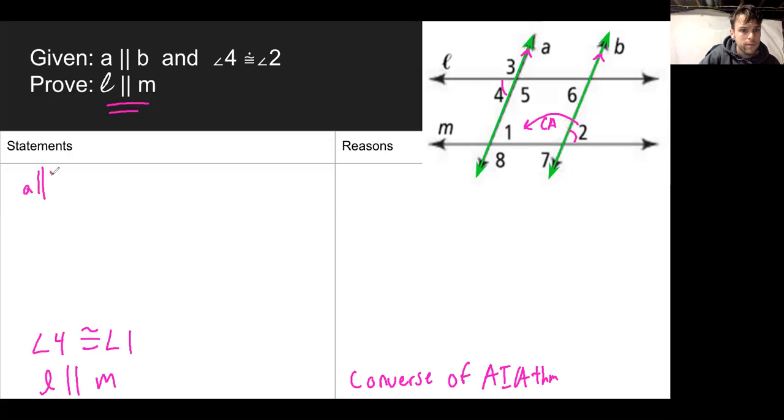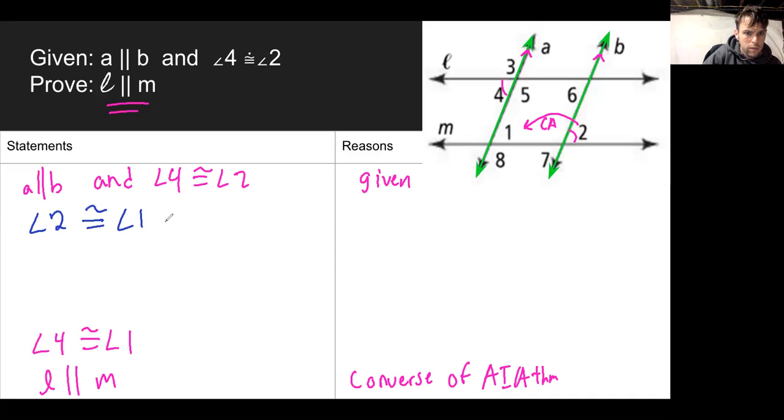My givens. All right, fill in the middle. So I said angle 2 is congruent to angle 1. They are corresponding angles. And again, remember, I can do this. I can use corresponding angles here because A and B are parallel. That's given to us. M is our transversal. They're in the same position. I can use that because I know the lines are parallel.